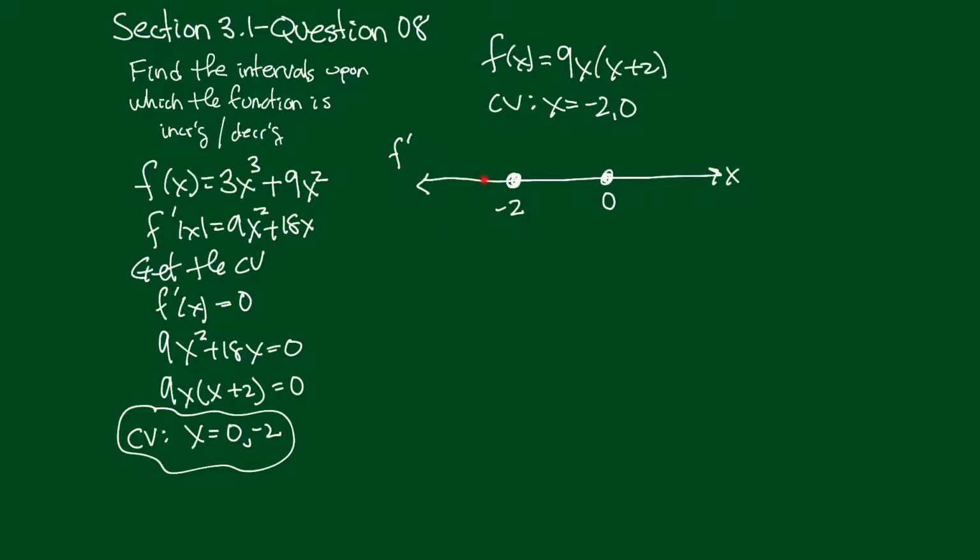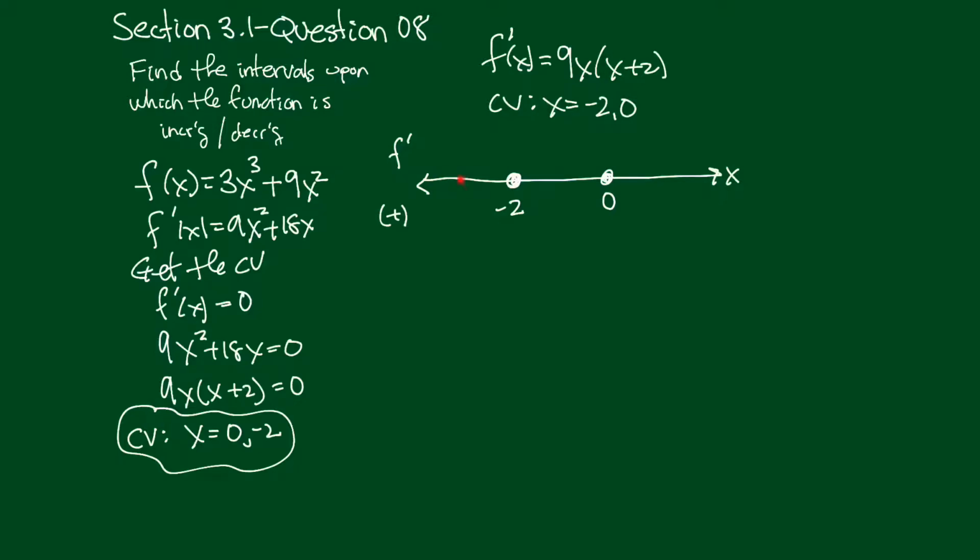Now I'm going to run a test here. I'm going to take any one of these numbers and put it into this f prime. If I pick any one of these numbers and put it into this, here's what we're going to get. This is just a sign analysis. I'm creating a sign chart. The 9 is positive, so that's always going to be positive.